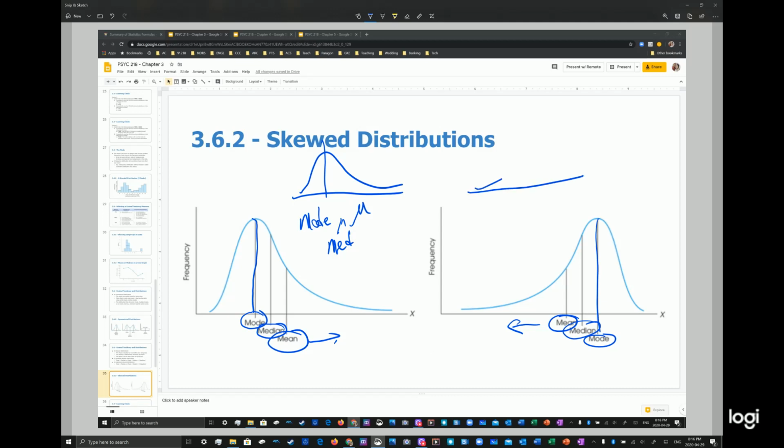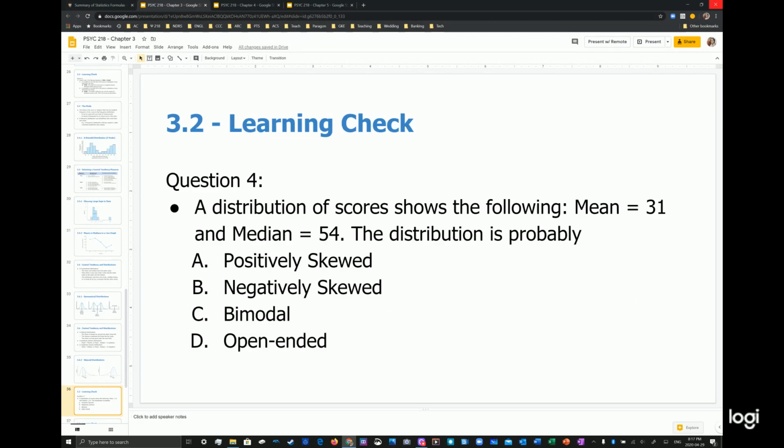Same thing with a negatively skewed. Okay, well, I know the mean is going to go to the left. And the mode is where the peak is. Pretty straightforward. And then the median is going to be in the middle, between the mean and the mode. So that's how the relationship works between mean, median, and mode when the distribution is skewed in either the positive direction or the negative direction.